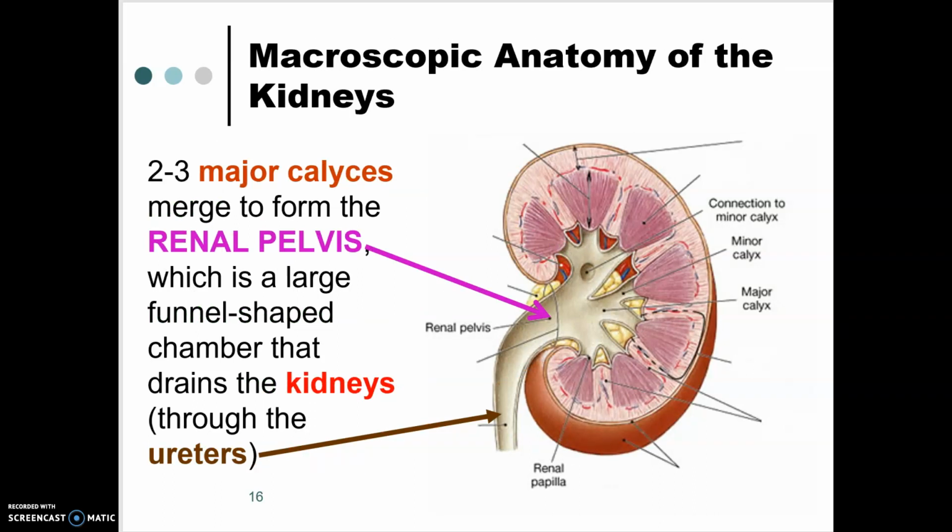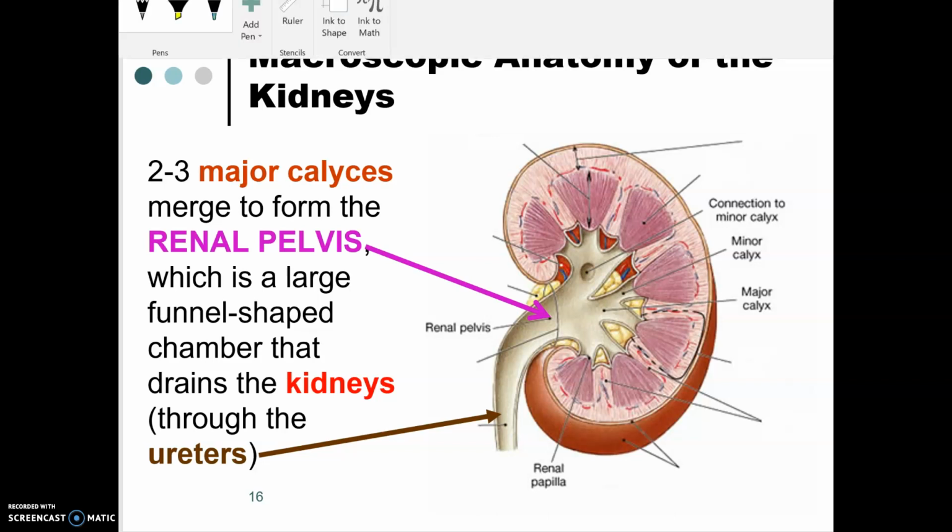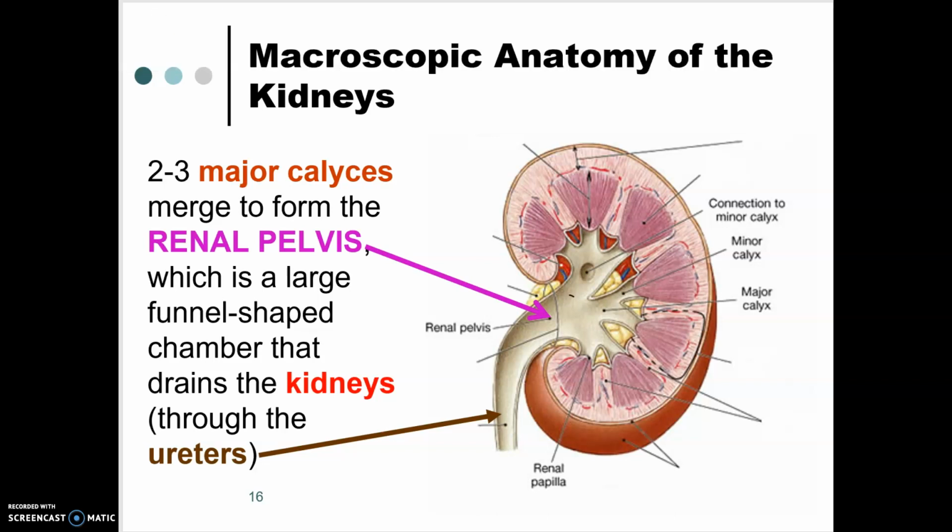Finally, after we get past the minor calyces and then the major calyces, we'll get to the renal pelvis. And the renal pelvis is probably one of the bigger areas in the kidney, this area right here. And this is an area where all urine is going to be collected. From there, it'll flow down the ureter and into the bladder for storage.